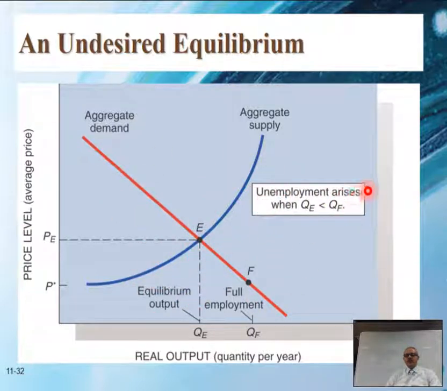Now, unemployment will rise when QE is less than QF. Let's say we are in this position, if these are the prices. If you try to put these prices, we will start to see more unemployment. So try to accept lower wages. People start to work. They produce more. Prices start to adjust until you reach this equilibrium point. Are you guys okay with this?